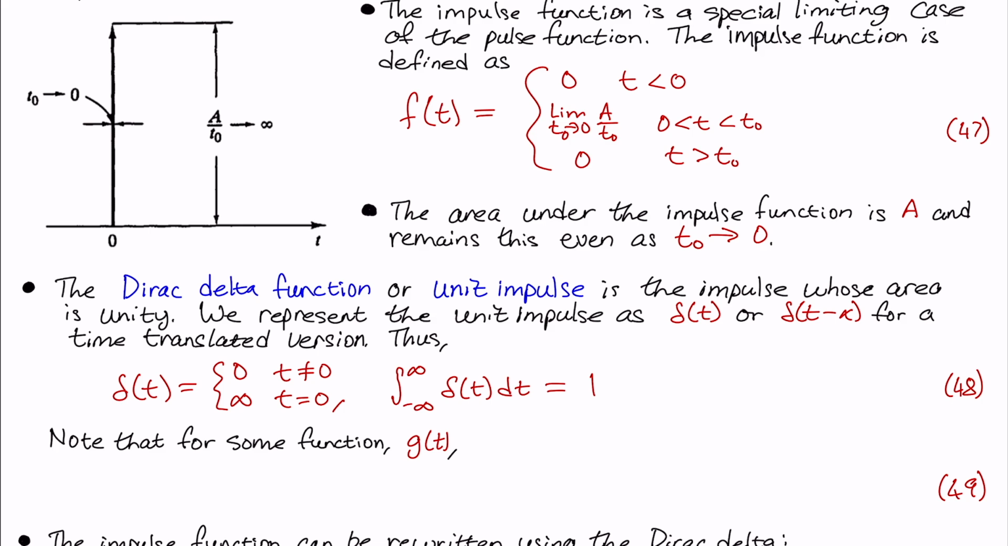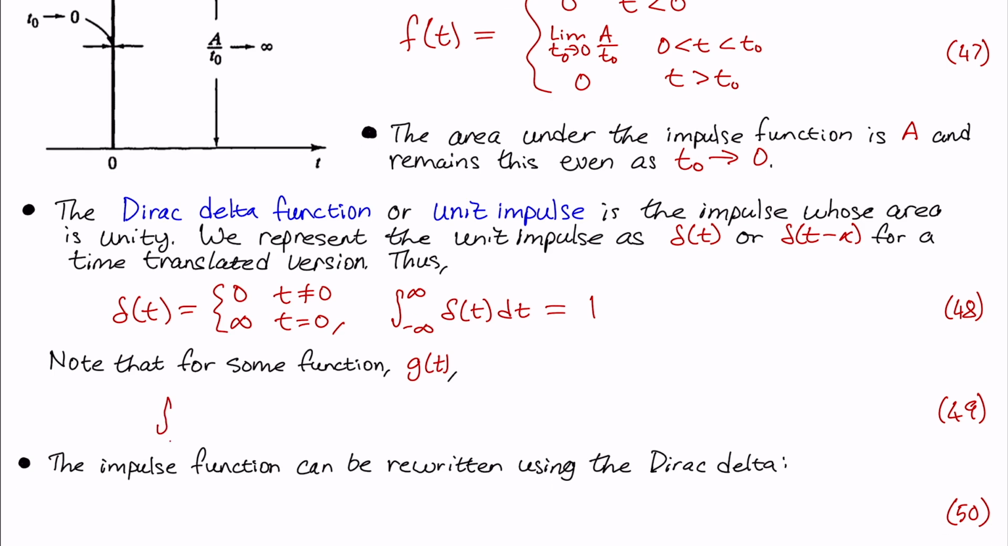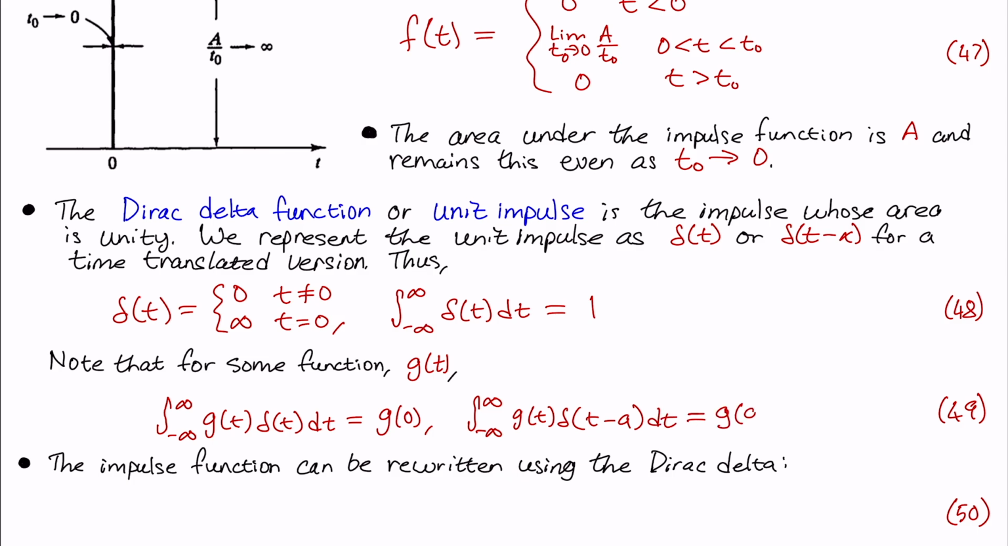The nice thing about Dirac deltas is that when they're multiplied by some function, if you take the integral from minus infinity to infinity of the quantity g of t times delta of t dt, this becomes equal to g of 0. And for a time-translated one, the integral from minus infinity to infinity of g of t times delta of t minus, let's say a here, dt, will be equal to g of a.